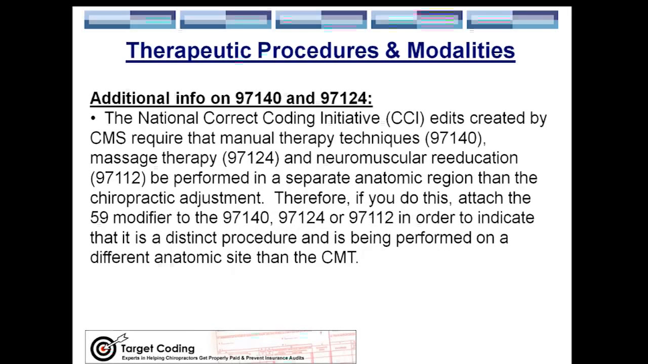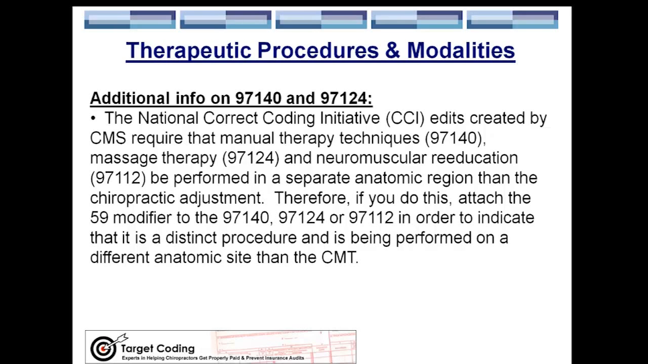Now, for chiropractors, let me just give you a little heads up here. The National Correct Coding Initiative says that if manual therapy, massage, or NMR is going to be performed on the same day as an adjustment, it should be in a separate anatomic site. So if you do that, add the 59 modifier to any one of those three codes. Physical therapists don't have to worry about that as much because there's no bundling in a physical therapy practice with the chiropractic adjustment codes.